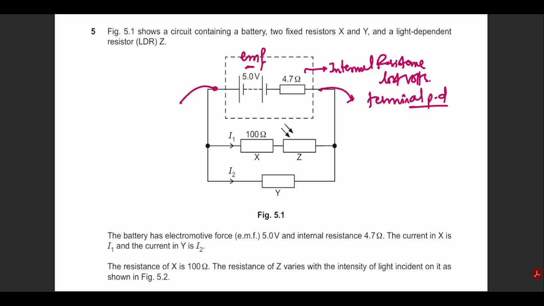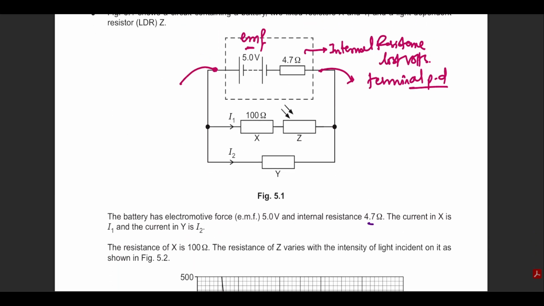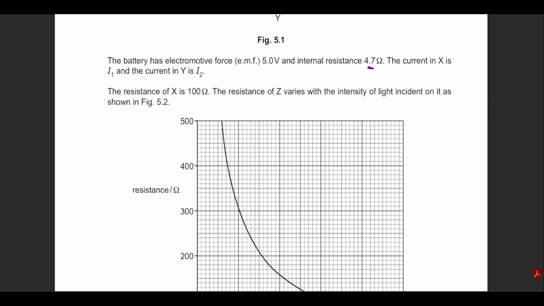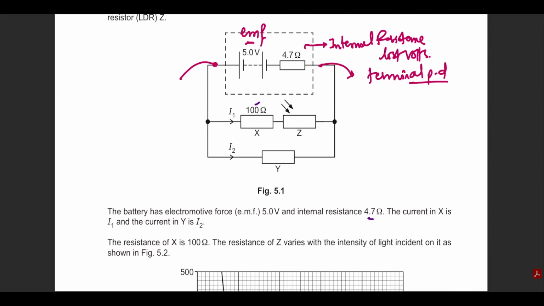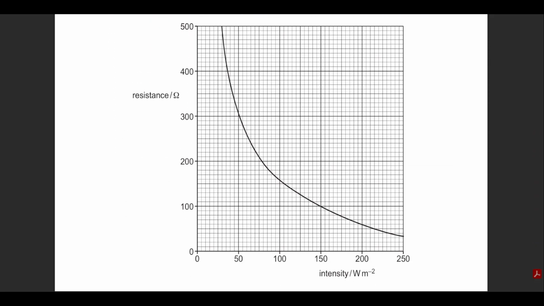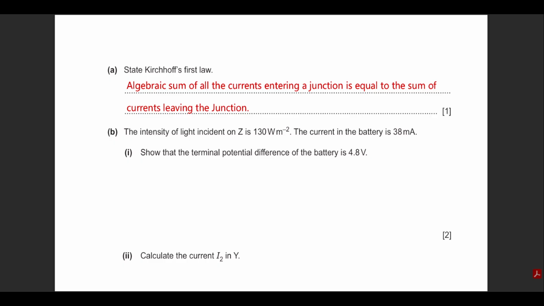Okay, let's keep moving on. So it says the battery has an EMF of 5 and internal resistance 4.7. The situation is explained to you. The resistance of X is 100, which is also given on the diagram. The resistance of Z varies with the light intensity, because it's an LDR, so the graph of that is given to us over here. So state Kirchhoff's first law. We understand how that works.